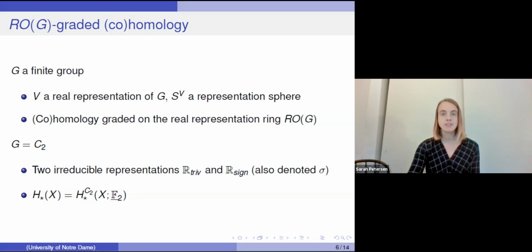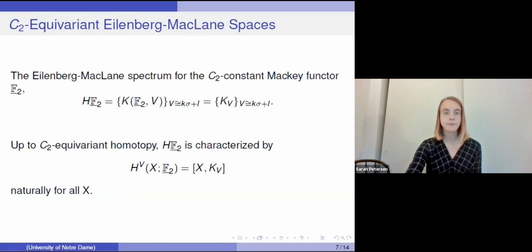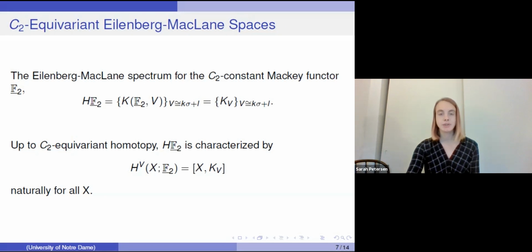the one-dimensional trivial representation and the sign representation, also commonly denoted sigma. We then grade our homology on these two representations and take coefficients in F2, the constant Mackey functor, which is an equivariant analog of the group F2. We also have an Eilenberg-MacLane spectrum for the C2 constant Mackey functor, and we denote the spaces of this spectrum K_V.